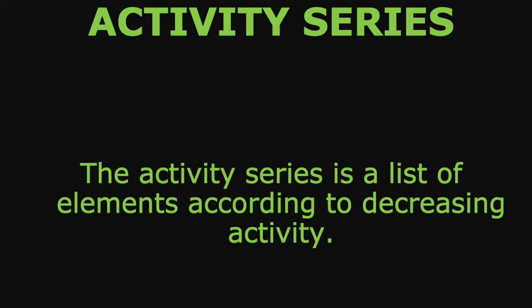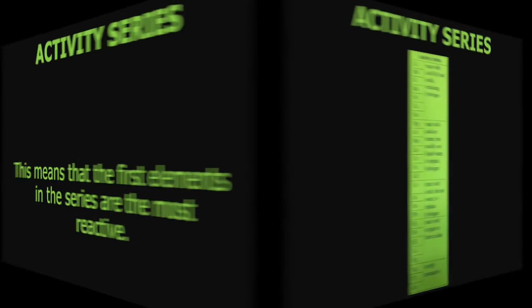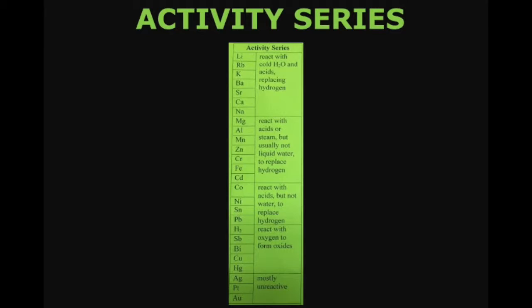The activity series is a list of elements ranked according to decreasing activity, meaning the top of the list are the most active elements and the bottom of the list are the least active elements. This is the activity series.